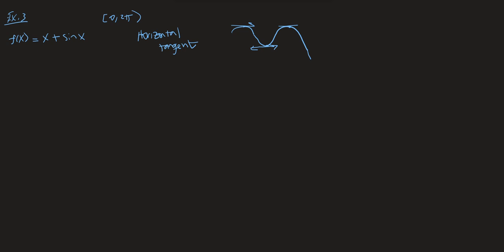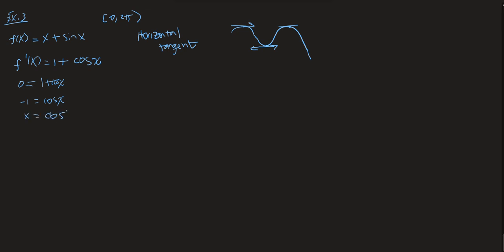So we're going to take the derivative of our function right here, and we're going to see that that becomes 1 plus, and the derivative of sine is cosine. And then we're going to want to set this equal to 0 because we're looking for when that slope is 0. Our horizontal tangents are 0. So we get negative 1 is equal to cosine, and we can take the inverse of both sides, and we get that x is equal to inverse cosine of negative 1.